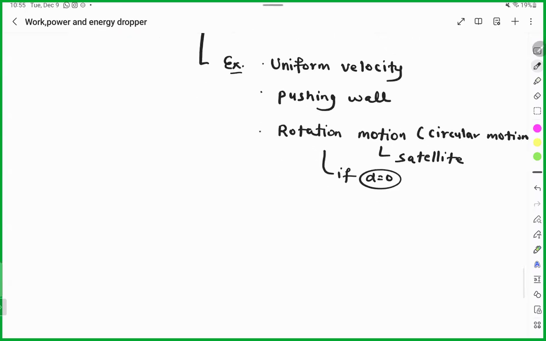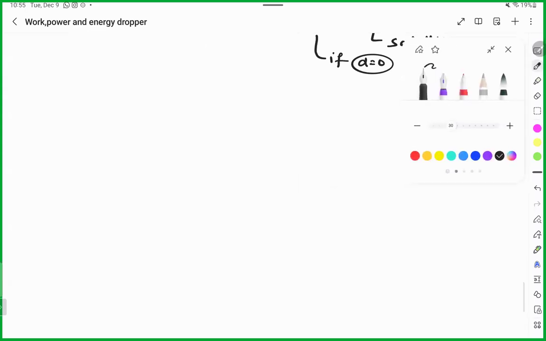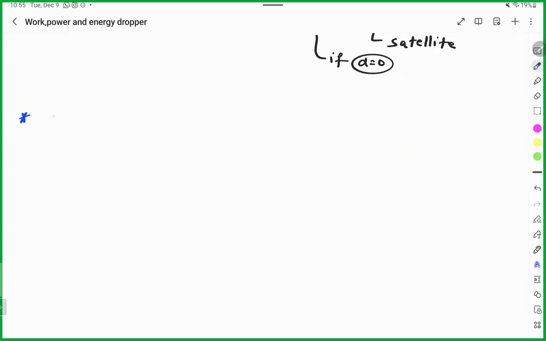Any doubt, guys? No, sir. Good. So then, frame of reference. You know, in physics, the most important thing is the frame of reference, from where you are measuring the thing.